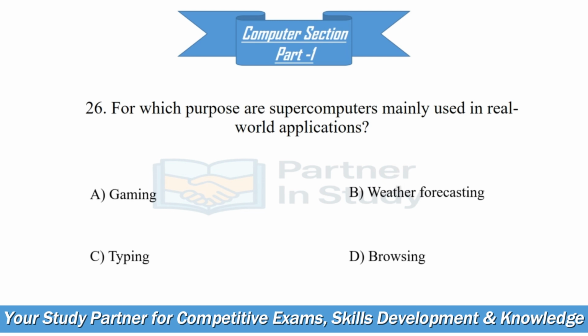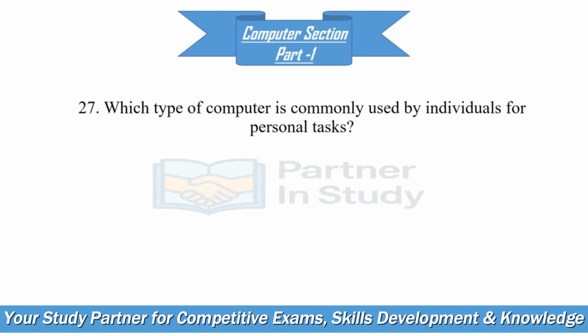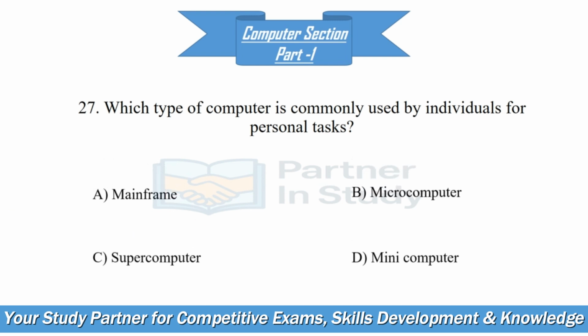For which purpose are supercomputers mainly used in real-world applications? The right answer is option B, weather forecasting. Which type of computer is commonly used by individuals for personal tasks? The right answer is option B, microcomputer.